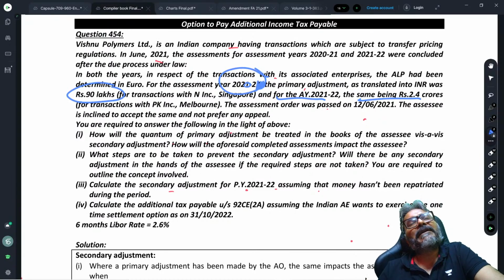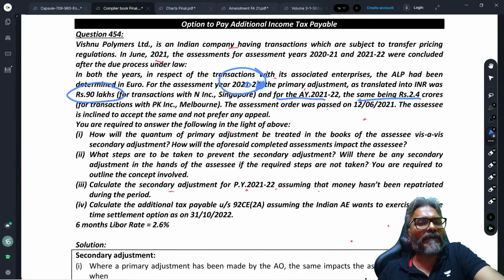So students, what is the relevant date? Can you tell me what is the relevant date in this case? So the relevant date, students, in this particular case is the date of the assessment order. Do you all agree to this one or not? I hope that all of you are clear with this one. Isn't it? That exactly is the point.